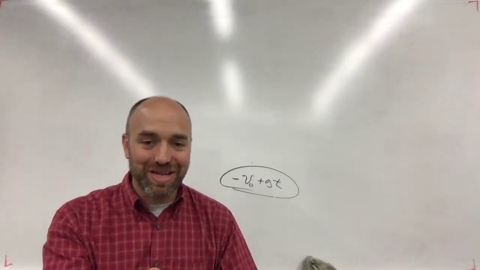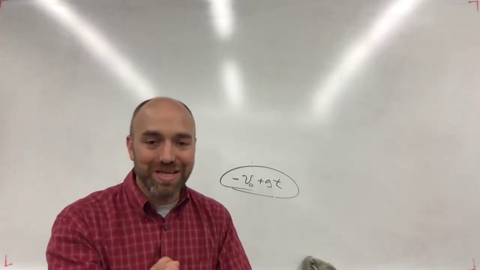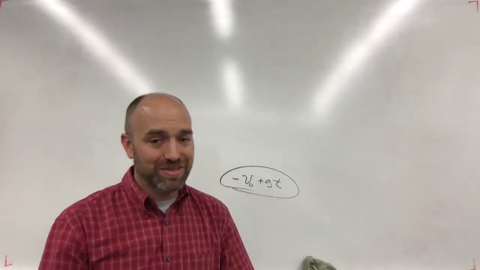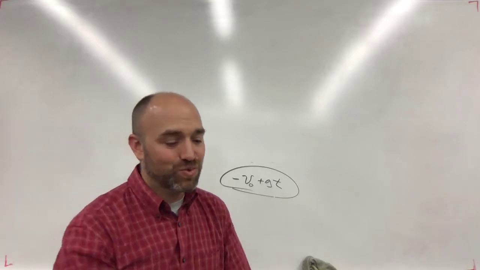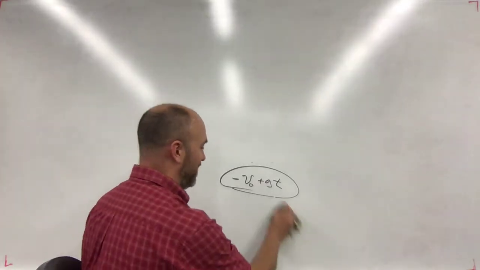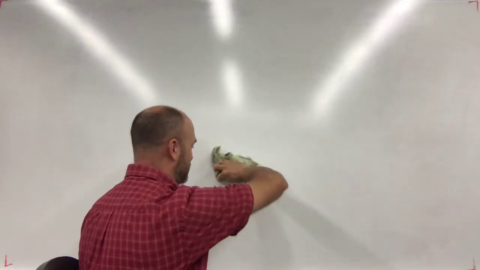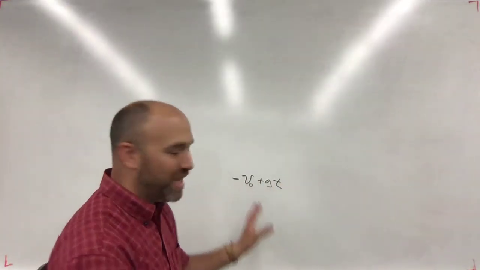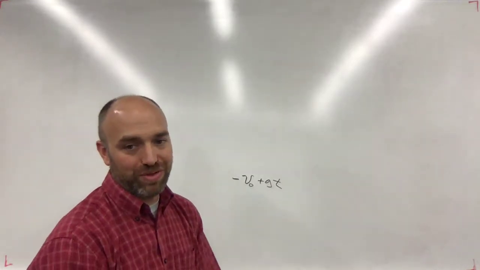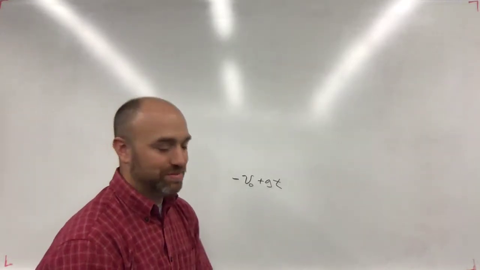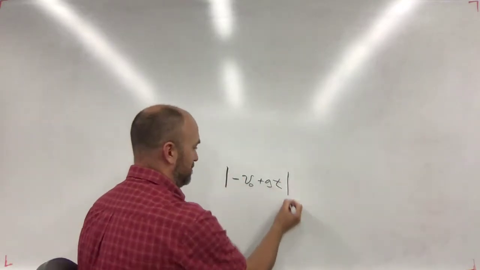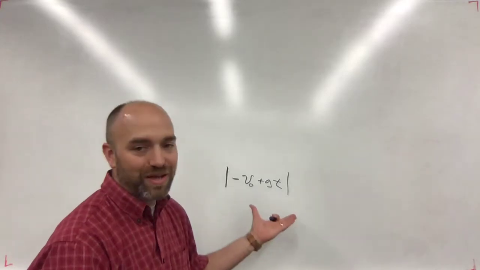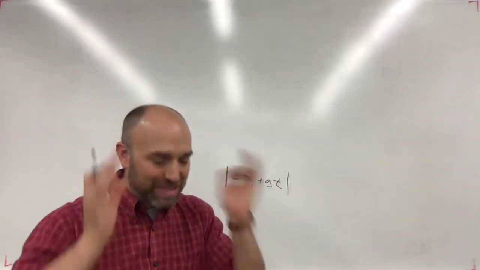But what does the question ask? It wants the speed. It doesn't care if it's going up or down. Does that make sense? So here's what it's looking for. It wants the positive. Whatever your answer is here, when they finally give you numbers, which they never do for this problem, whatever the answer is, it wants the positive value of it. Because the positive value means I don't care if it's positive or negative, it's just going to make it positive.